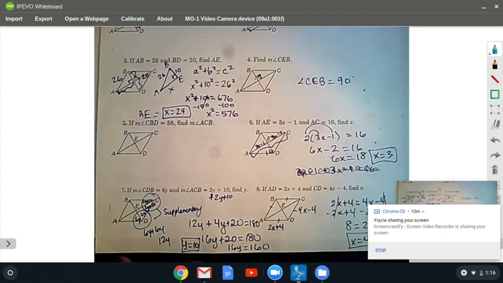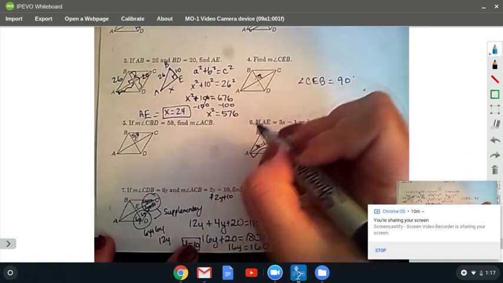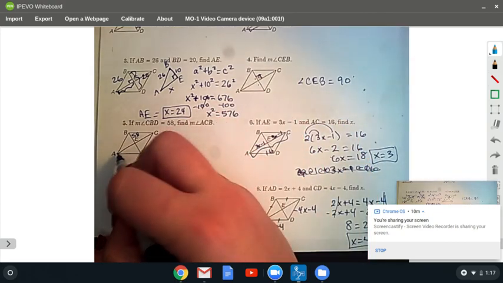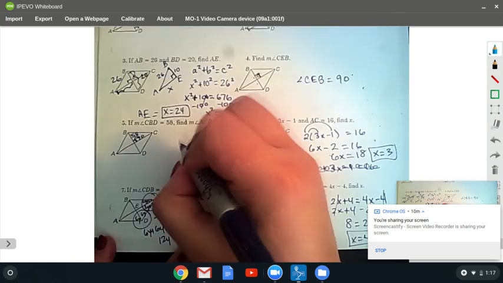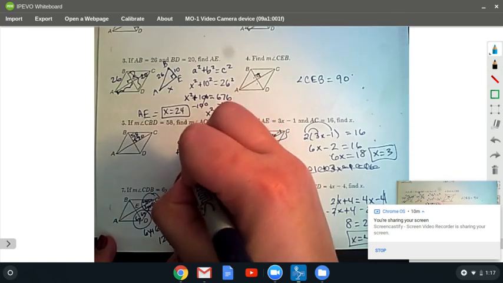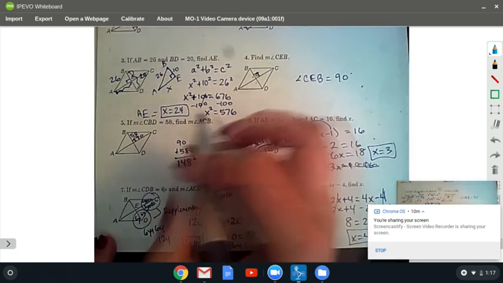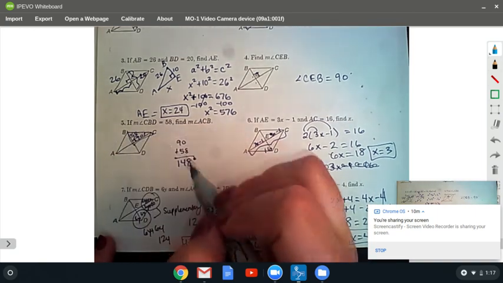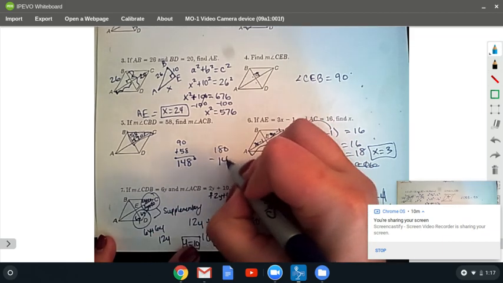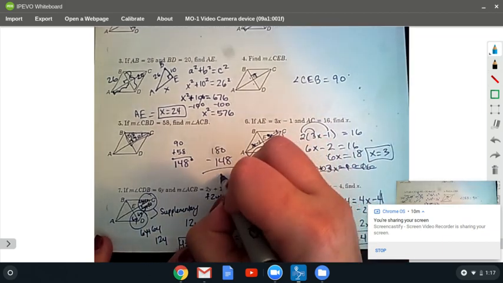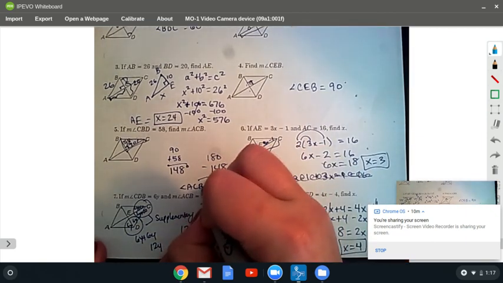Last one here, CBD is 58. What is angle ACB? Remember, this is 90. So you have 90 and 58 and the other angle in there. So this gives me 148. This other angle, triangle, so it should add to 180. So just take 180 and subtract that 148, and you get 32 degrees for angle ACB.